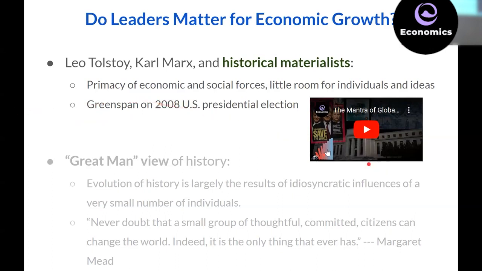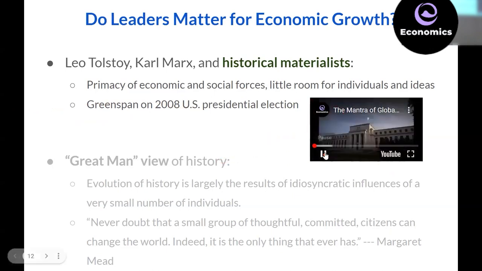And one example of that would be what Alan Greenspan, the former chair of the Federal Reserve, the central bank of the US, said when he was asked in 2007, what do you think about the upcoming presidential elections? Let me just play a little bit.